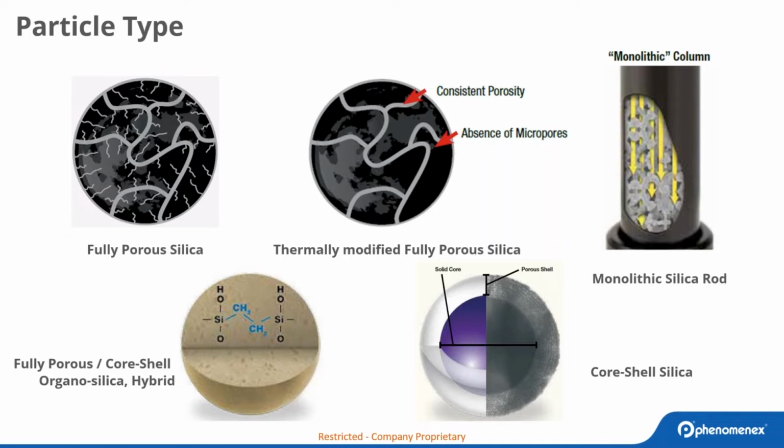On these, you have fully porous silica, and you have thermally modified fully porous silica, so silica that's undergone a thermal modification. Then you have monolithic silica rods. You also have superficially porous or core shell silica that has a solid core and a porous shell. And then finally you have fully porous or core shell, but mainly this is organosilica or hybrid particles. So that could either be hybrid fully porous or a hybrid core shell, so both of those.